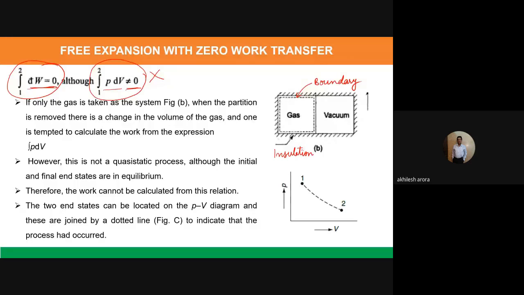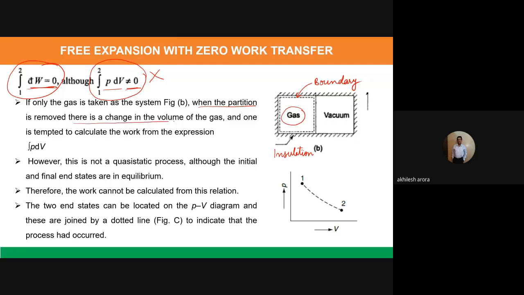In the second case, we are considering only gas as the system. Now you can see the boundary is shown by the dotted line. In the previous case, the boundary contained both the gas as well as the vacuum. So in the previous case, the system was gas and vacuum, but in this particular case, the system is only gas. So the thermodynamic system is only gas. Now what happens when the partition is removed?